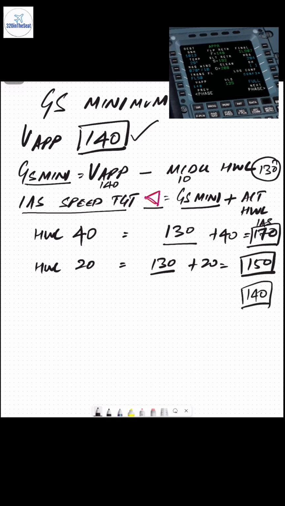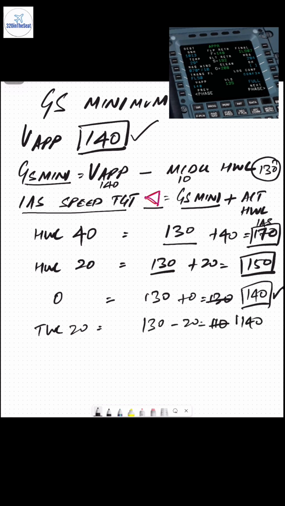140. So for example, if the wind drops to 0, you have 130 plus 0, which is 130, but it's limited to the minimum value of V approach, which is 140. Similarly, if the winds change to tailwinds, if it suddenly changes to a tailwind of 20 knots, ideally it's 130 minus 20, which is 110. But again, the IAS speed target is limited to a minimum value of V approach, that is 140.